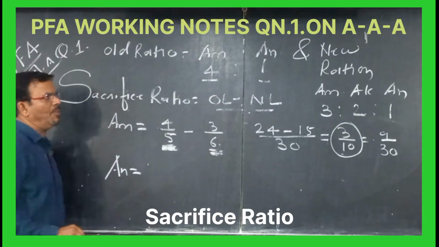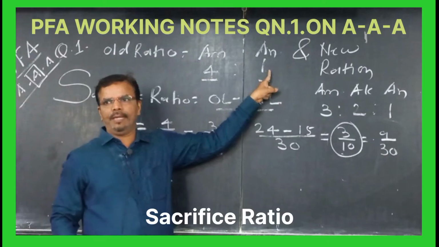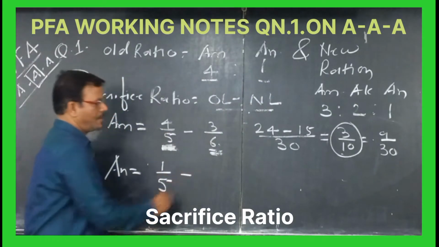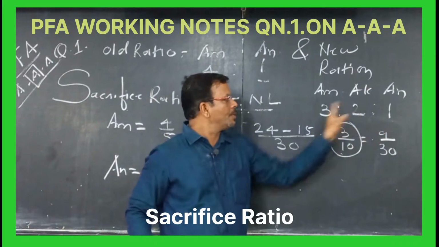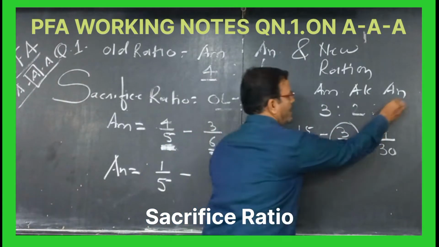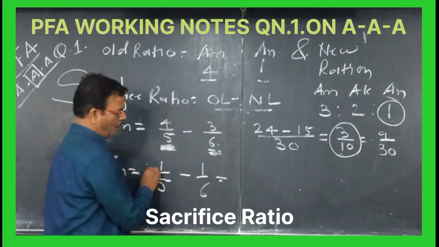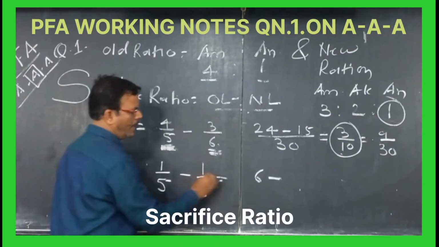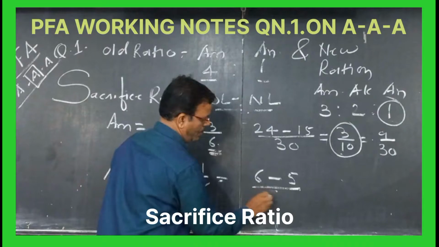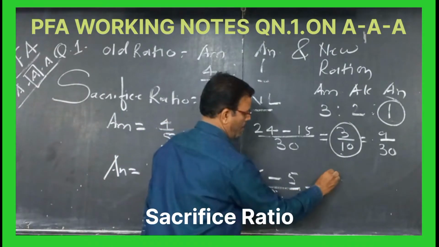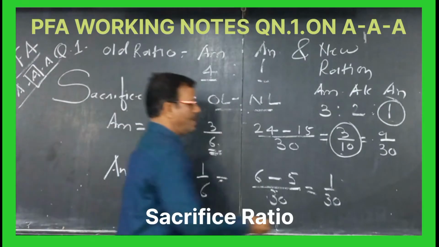Now the second partner, who is there? Anthony. So how much is Anthony's? 1 upon 5. How did you get 1 upon 5? Anthony 1, total 5, minus 1/6. Anthony 3 plus 2 plus 1, and how much is Anthony's? 1. So 1 upon 6. Again 6 into 1 is 6, 5 into 1 is 5 and 6 into 5 is 30. So it is equal to 1 upon 30.